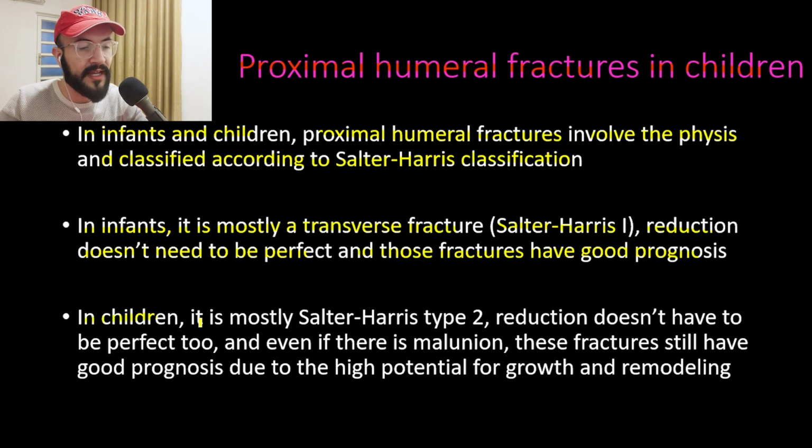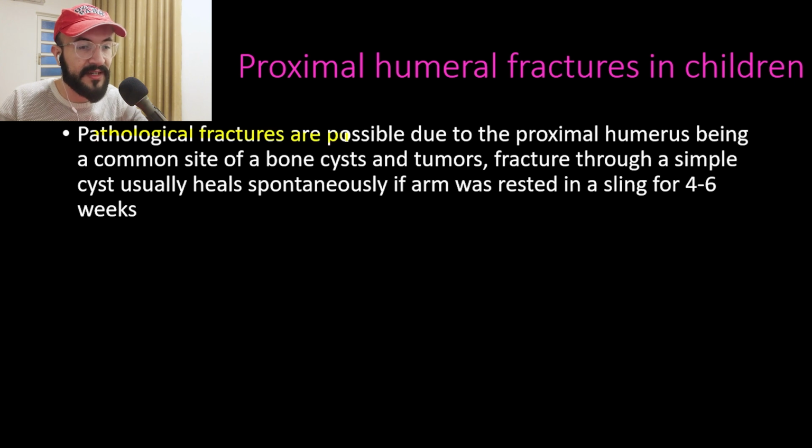And in children, it is mostly a Salter-Harris type 2, meaning it's a transverse fracture that deviates to the metaphysis, and reduction doesn't have to be perfect either, and even if there is malunion, these fractures still have good prognosis due to the high potential for growth and remodeling of the proximal humerus in children. And pathological fractures are possible due to the proximal humerus being a common site of bone cysts and tumors.